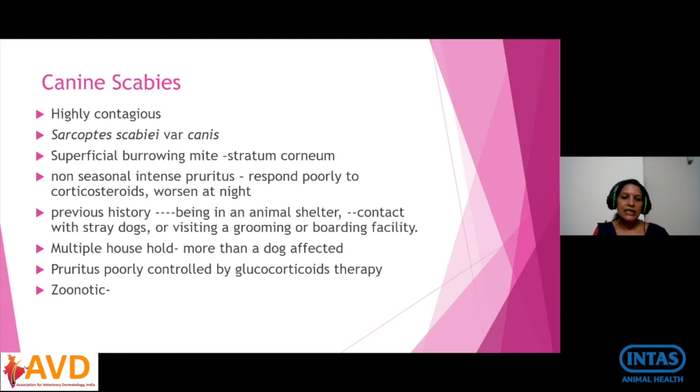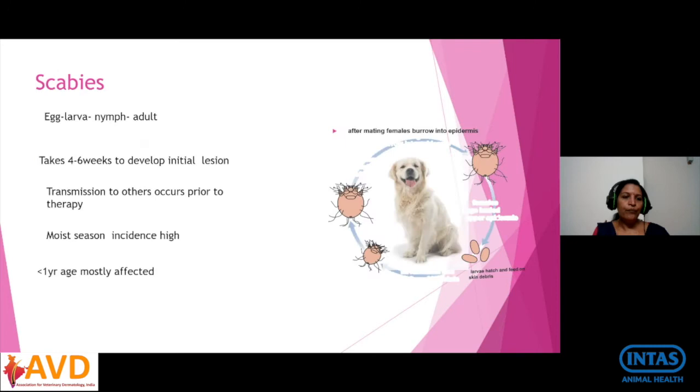It is a zoonotic infection and we have to take care of that. Scabies can affect the egg, larva, nymph and adult stages. It takes 4 to 6 weeks for the development of the initial lesion.